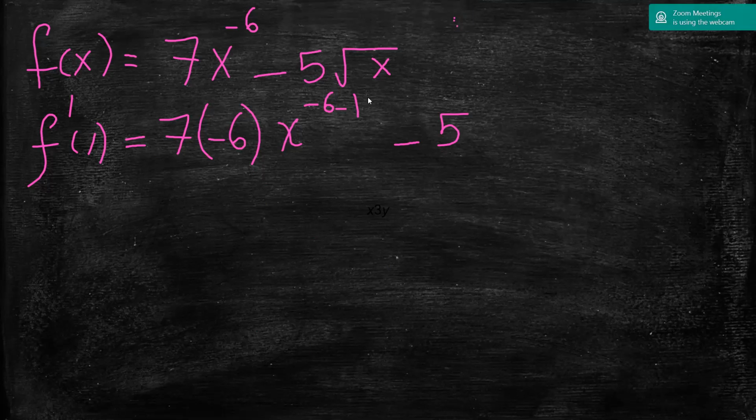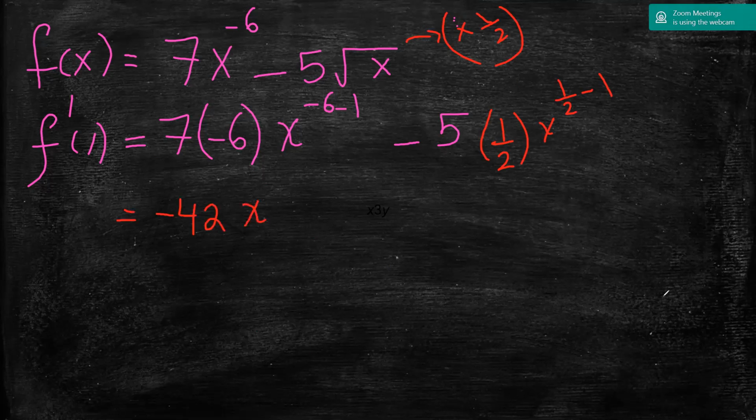Here now, since we have square root of x, I can write it as x raised to the power half. So its derivative will be 5 times half x raised to the power half minus 1. Then it's negative 42 x raised to the power negative 7 minus 5 over 2 x raised to the power negative half. Look at it and tell me if you want me to repeat it.